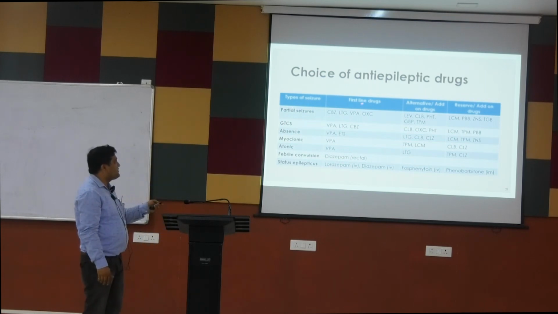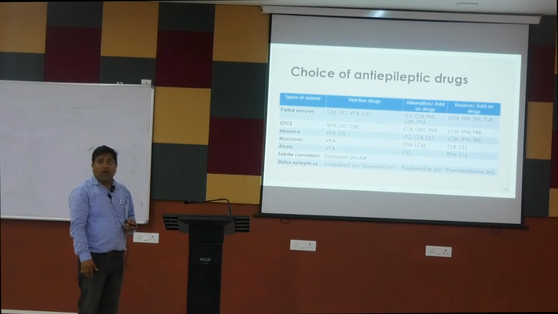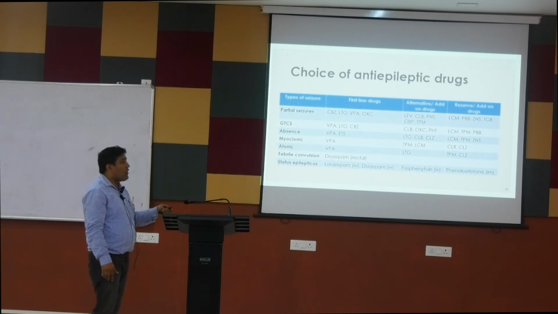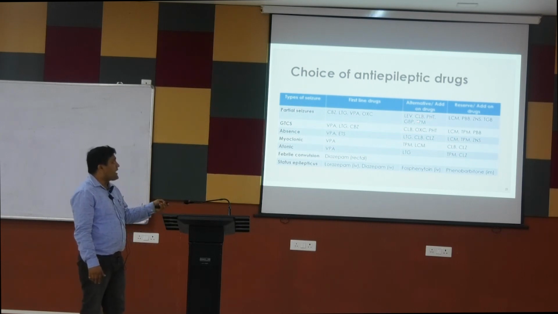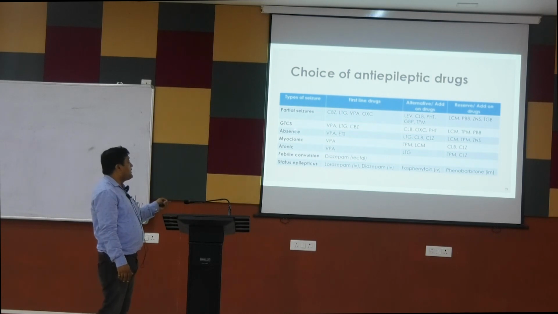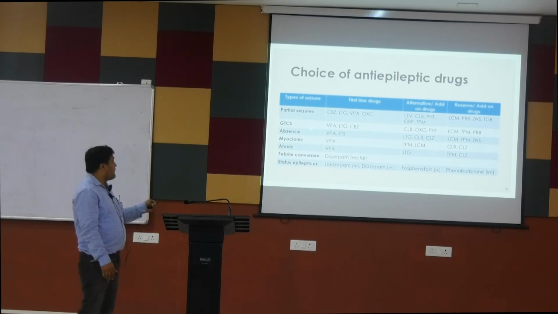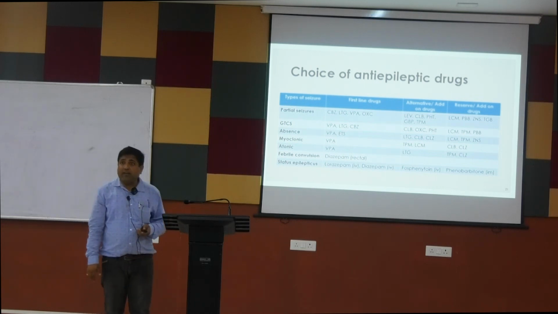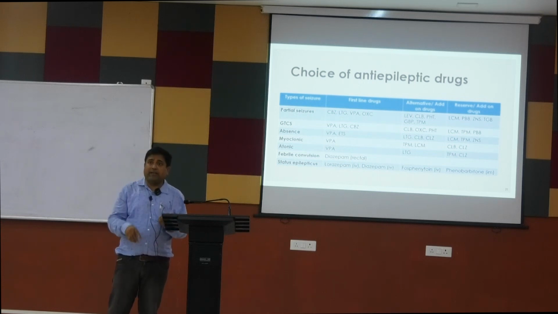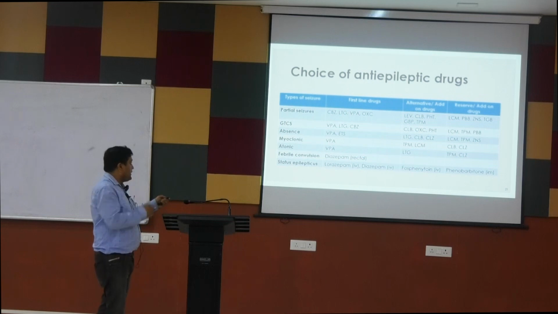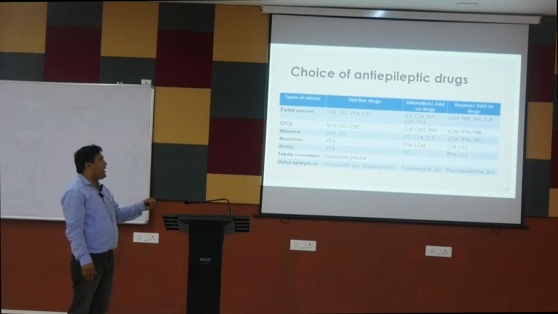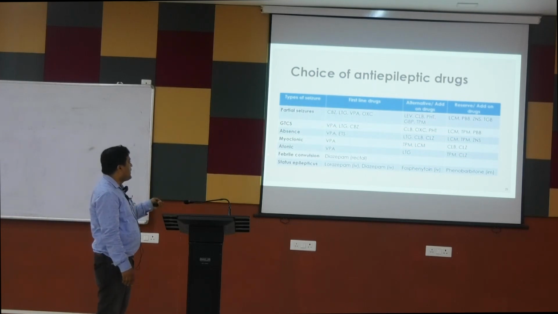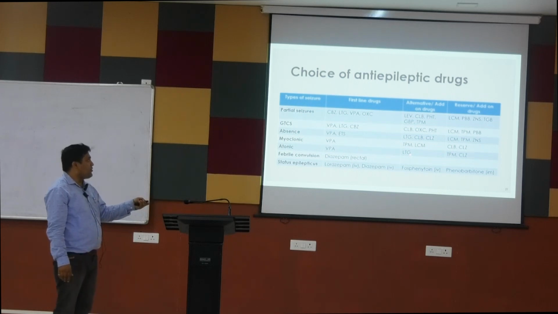Like in case of partial seizure, the first line drugs are carbamazepine, valproic acid, lamotrigine, or oxcarbazepine. Alternative drugs are levetiracetam, vigabatrin, phenytoin, gabapentin, topiramate. In case of generalized tonic-clonic seizure, valproic acid, lamotrigine, carbamazepine. Absence seizure, valproic acid, ethosuximide. Although the drug of choice in absence seizure is valproic acid. Myoclonic seizure, valproic acid, alternative drugs are topiramate and levetiracetam and lacosamide. Atonic seizure, valproic acid, lamotrigine.